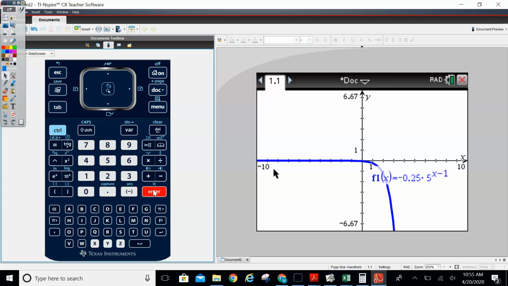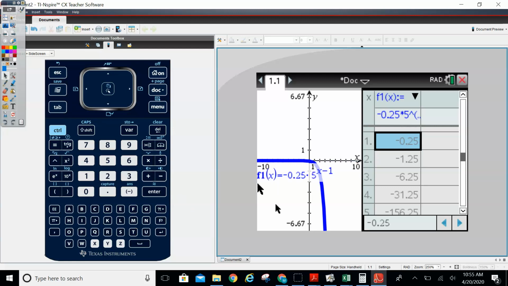So again, we really don't care about the graph. It's a weird looking graph. We want the table that gives us those numbers. So Control T gives us the table. And there we go. 1, 2, 3, 4, 5. We can just copy those down. And then we can go to 8 to get that number.